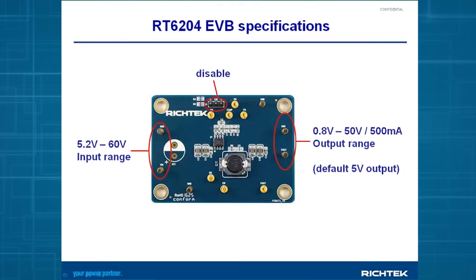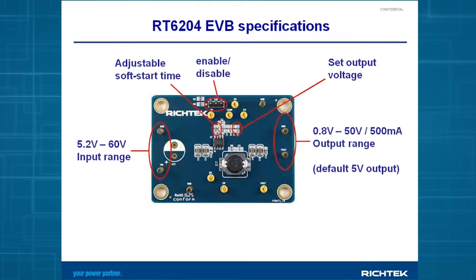Furthermore, we have an enable and disable header where you can do either power sequencing or just switch on or switch off the device. We have resistors for setting the output voltage. We have a capacitor which can control the soft start time if you would like to have a slower soft start to reduce inrush current. We have external compensation components, which are important in a wide output voltage range because output capacitors and compensation need to be well tuned together.